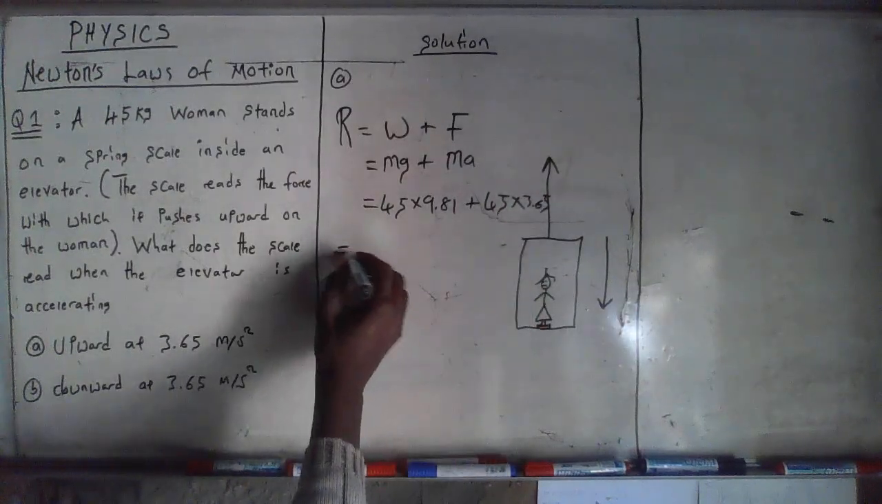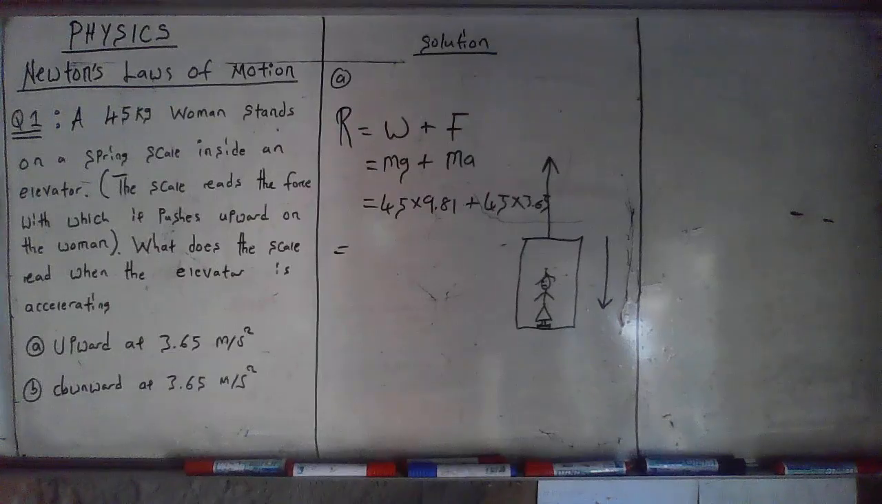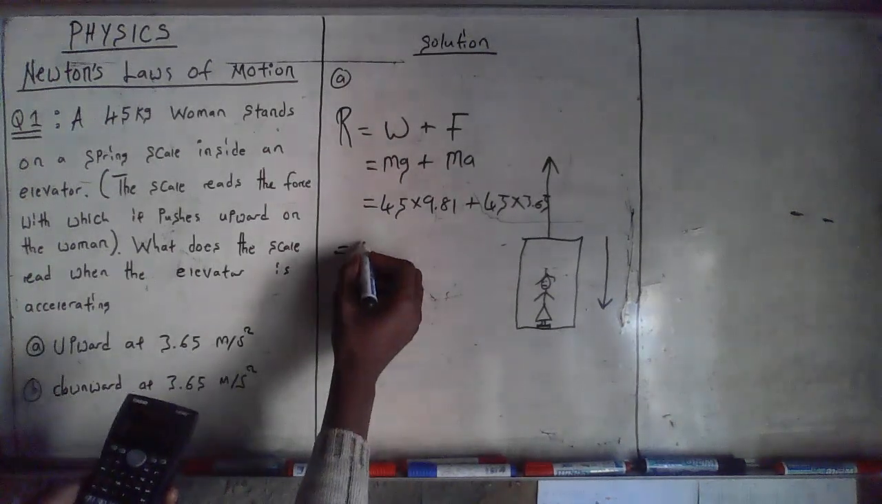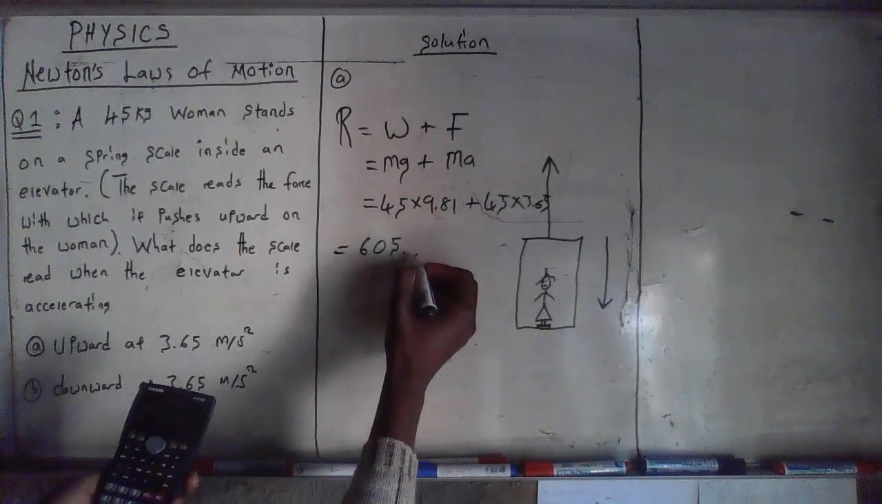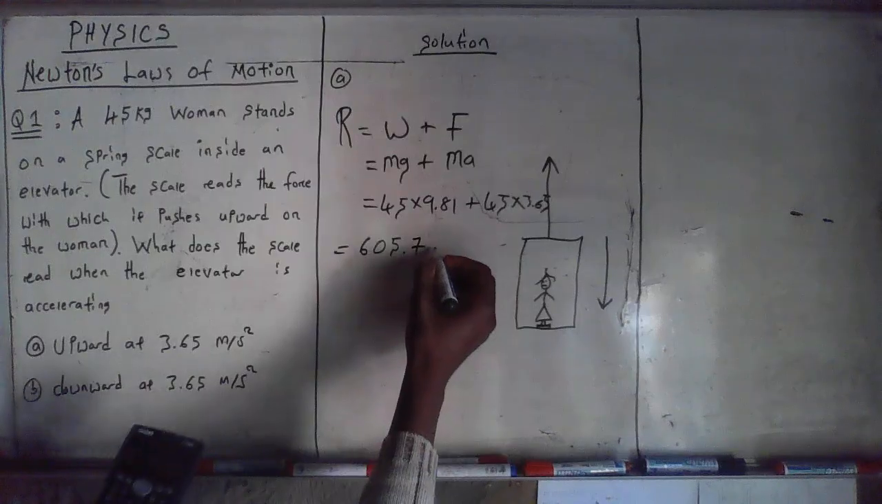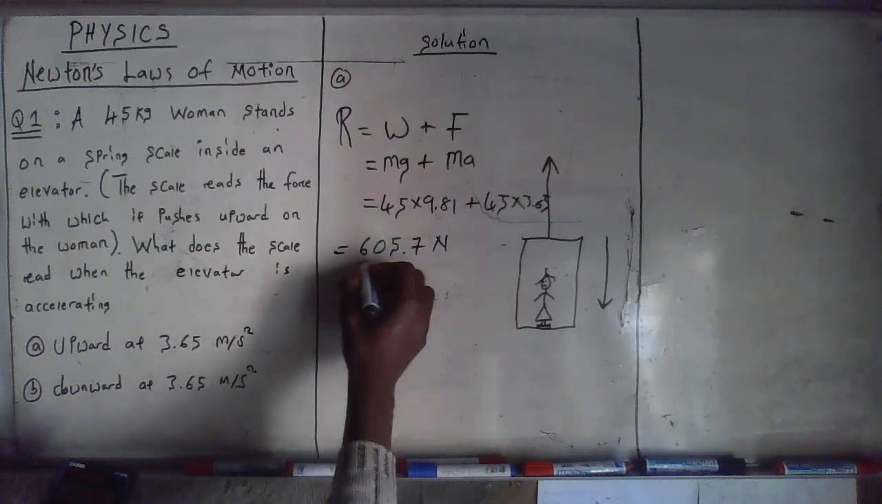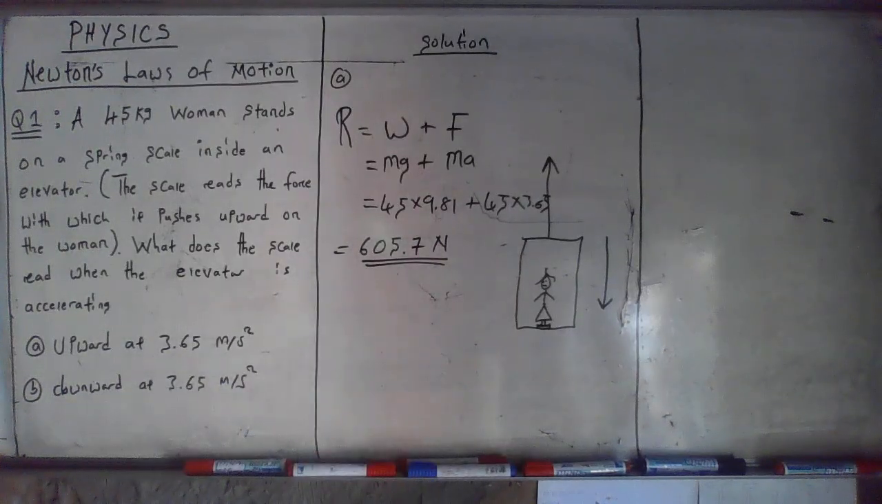3.65. Okay, so we'll have 45 multiplied by 9.81 plus 45 multiplied by 3.65. Okay, I'm getting 605.7 Newtons. This is for the first part. Okay, so this is how you find the reading.